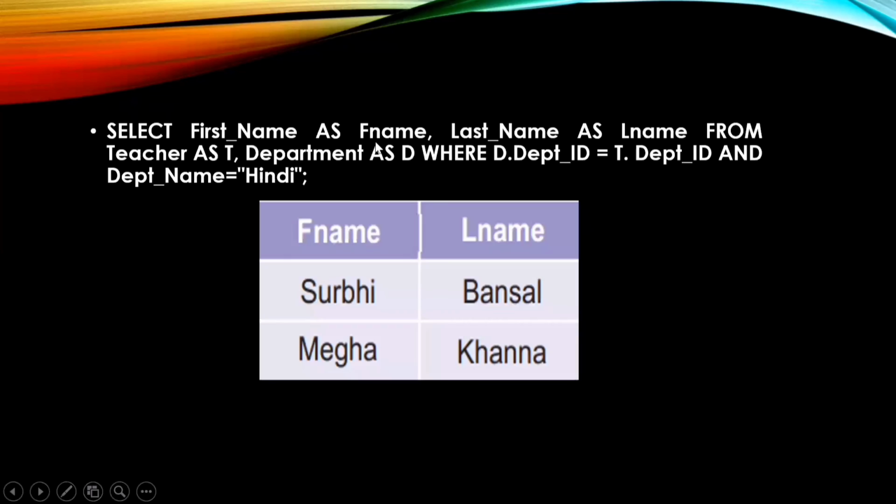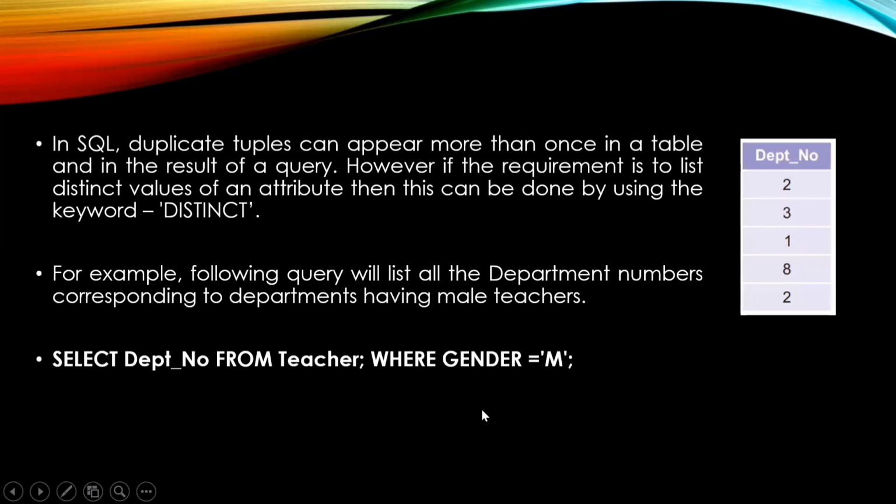Okay. Next, let us see another query. Select first name as F name, last name as L name from teacher as T, department as D, where D dot department ID equal to T dot department ID and department name equal to Hindi. You will receive the result like this.